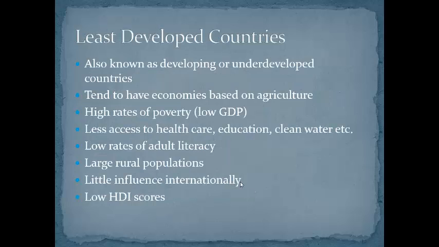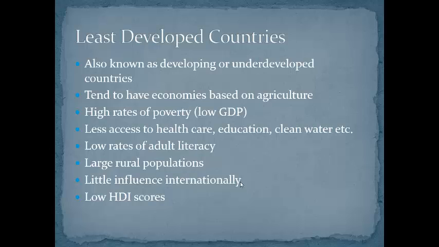And on the other end of the spectrum, we have least developed countries or developing countries, or underdeveloped countries is another way of putting it. Again, the language around here, the way that we look at development is important in terms of what we're going to call them. Now these countries tend to have economies that are based primarily on agriculture. They have high rates of poverty. So there's a very low GDP per capita.